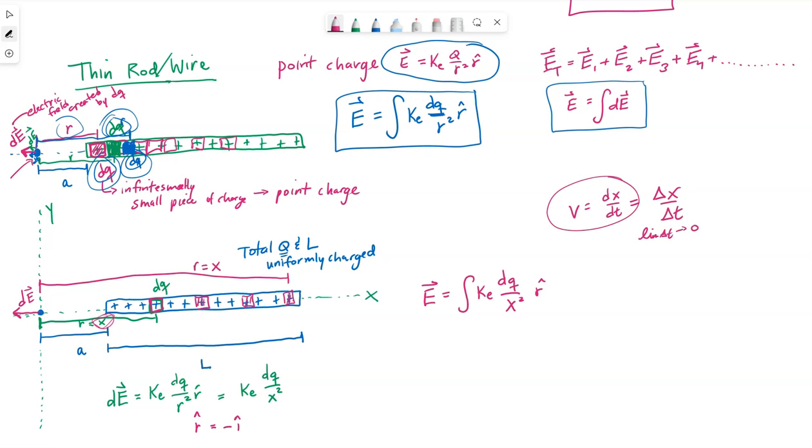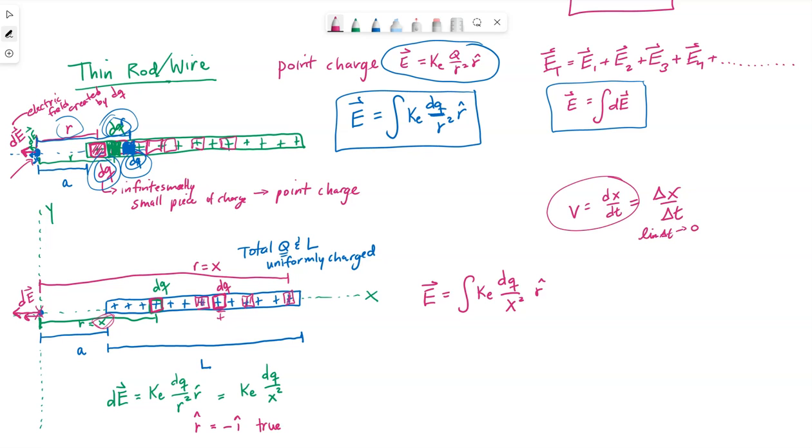Now, before I plug that in for all of the pieces, I do need to consider all of the other pieces. So this dq right here, it's creating a field over at this point as well. What direction is it in? Well, this charge is positive. Positive charges create electric fields that point away from them. So over at this point of interest, away is also still to the left.